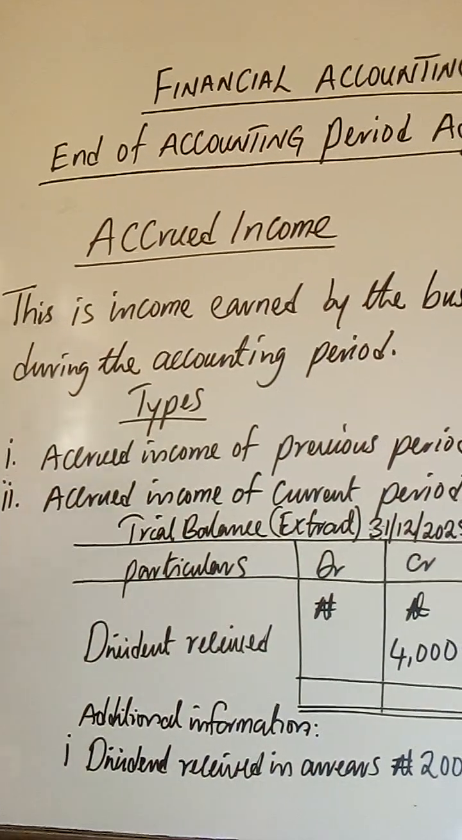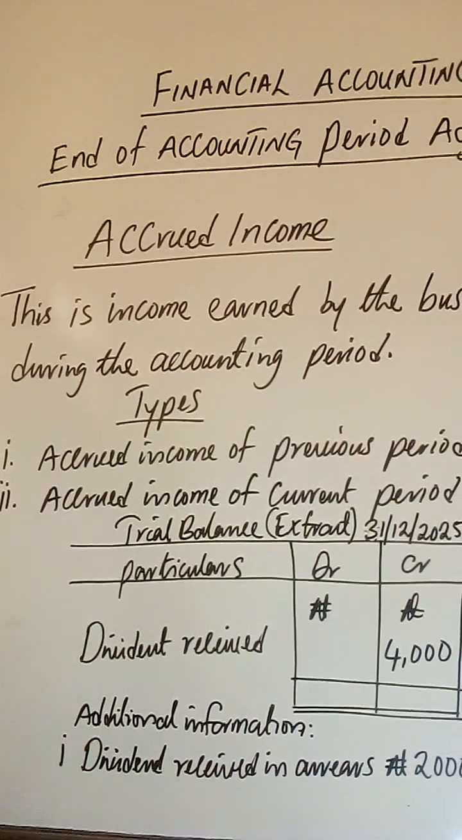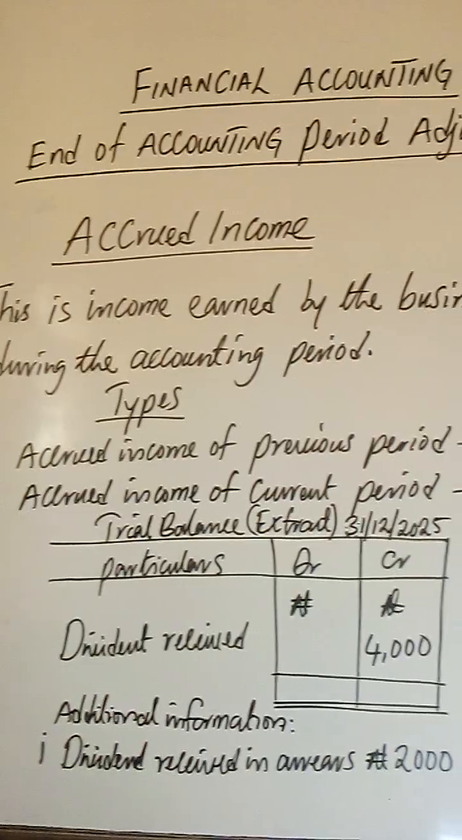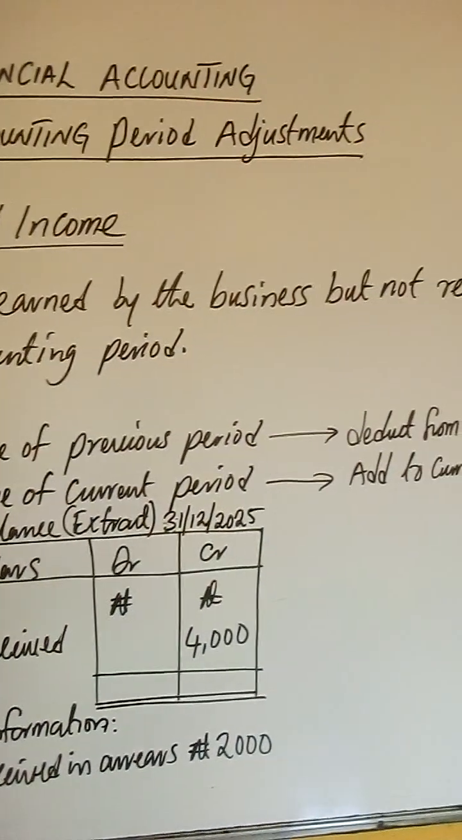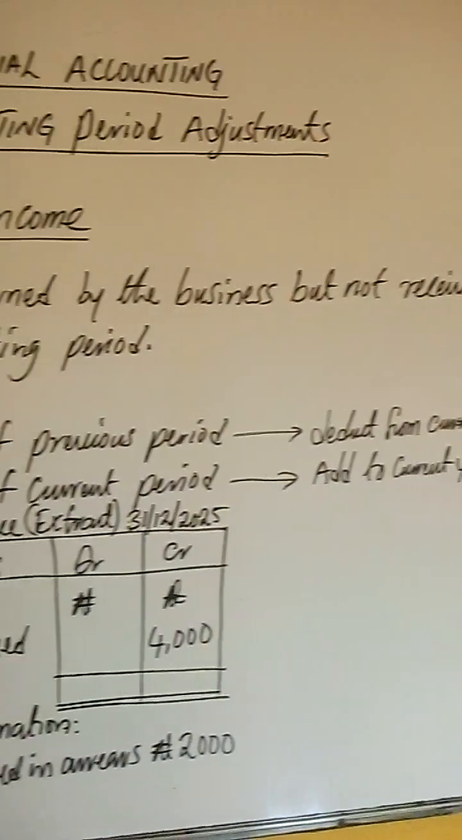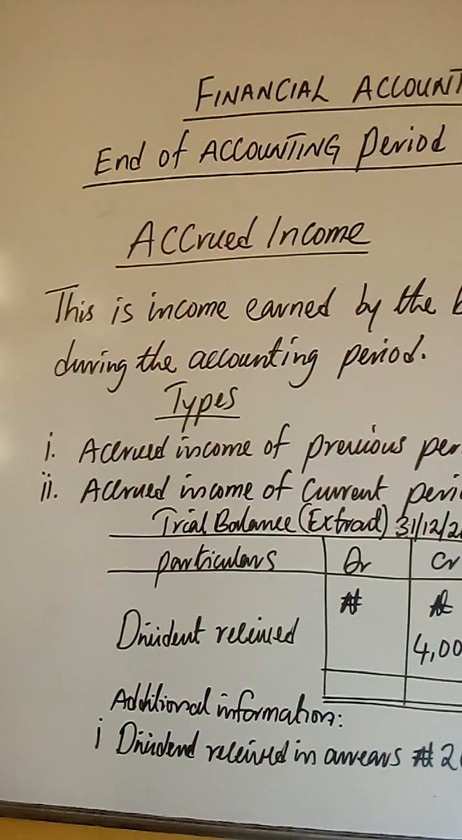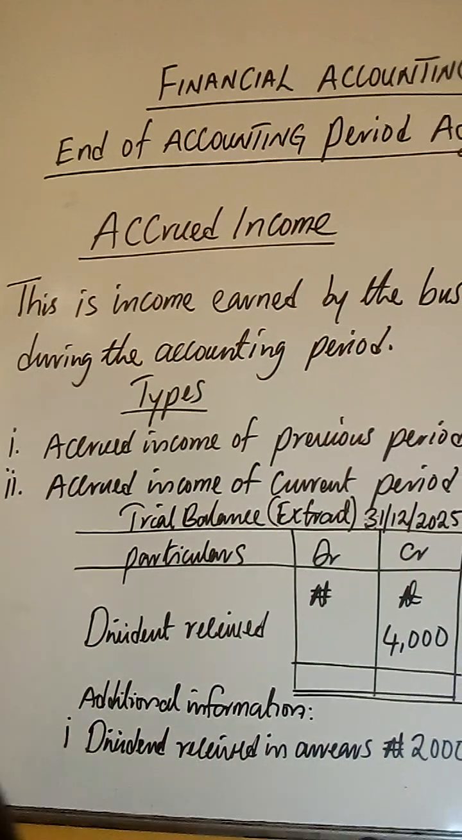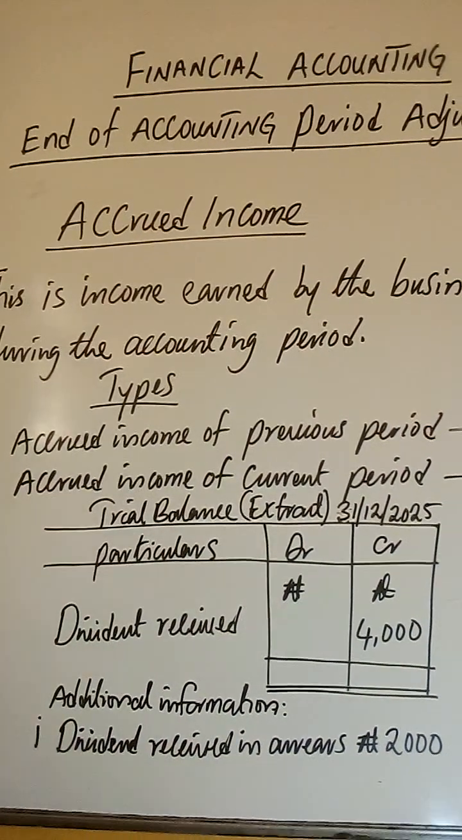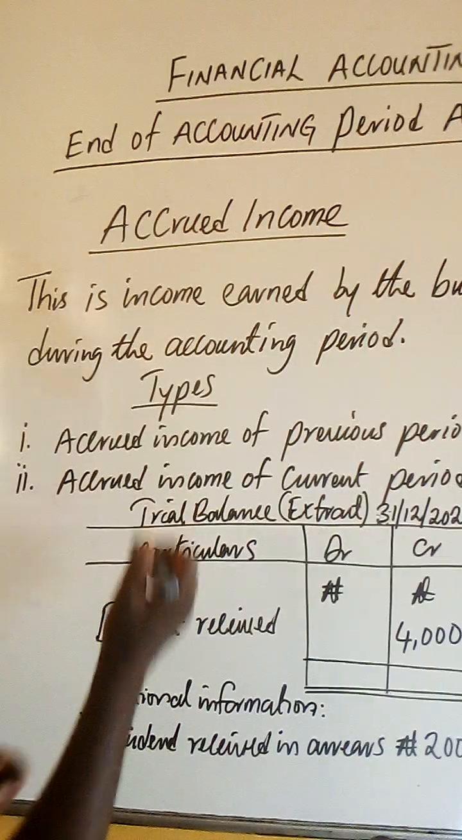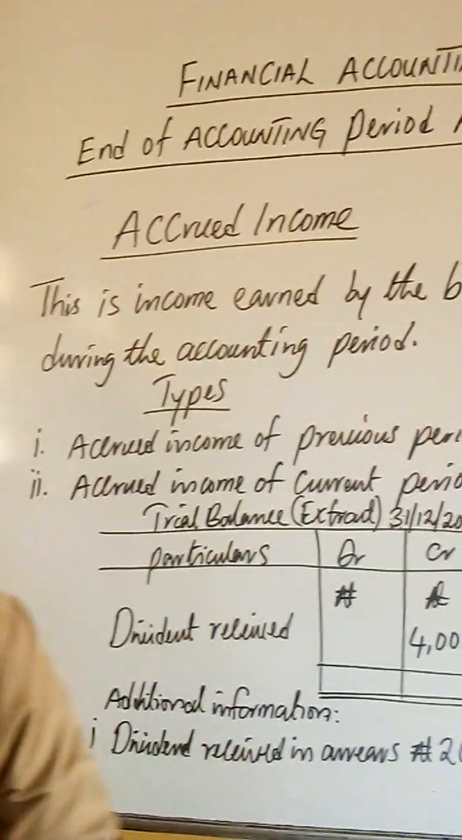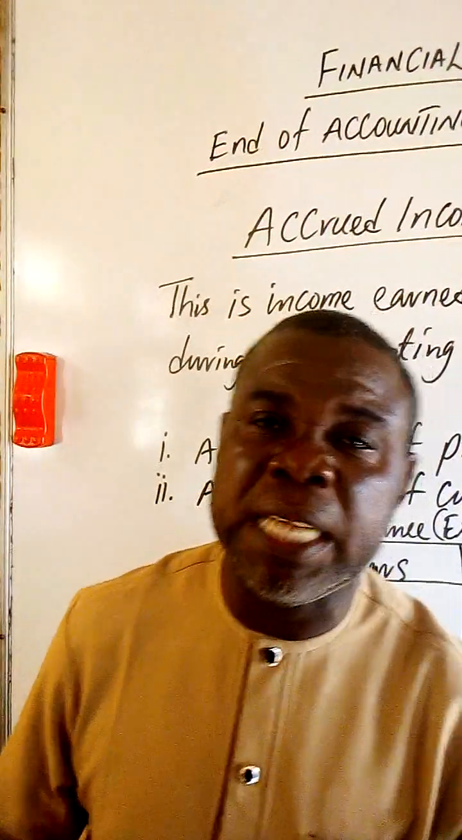Let's continue. Accrued income. What do you mean by accrued income? This is income earned by the business but not received during the accounting period. Income earned means the income which is due for the business to receive.